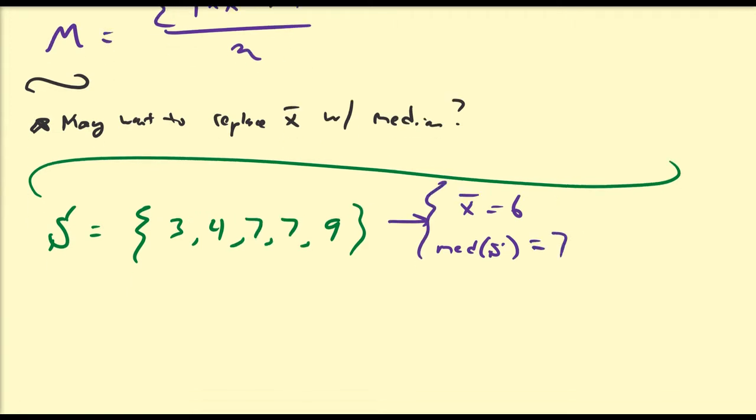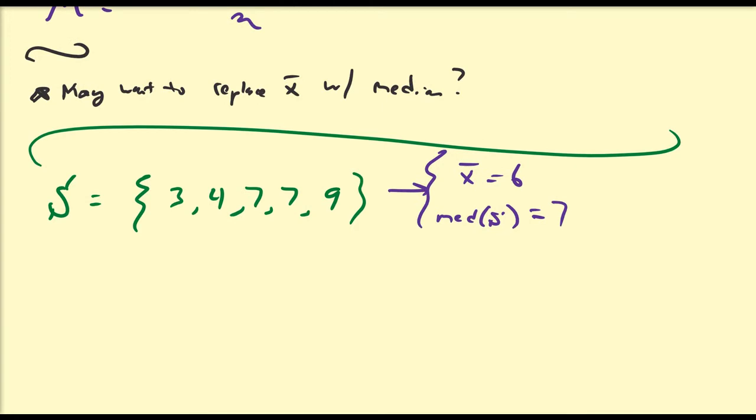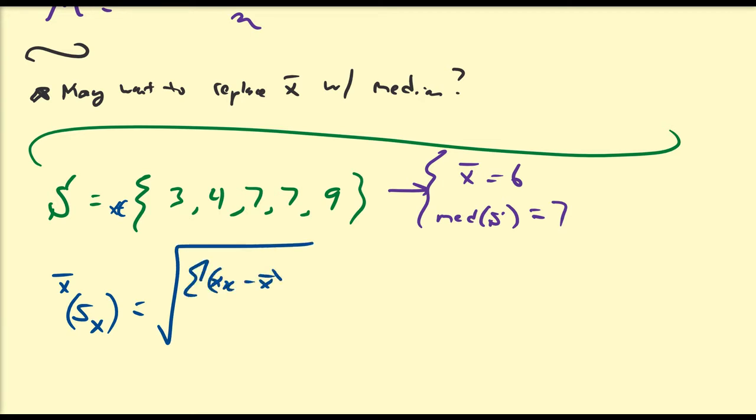So if you calculate the standard deviation of X, so I'm calling the values in the set S or X, while still using x bar as the measure of central tendency, that's of course going to be equal to the square root of the sum of x_k minus x bar, the quantity squared, all divided by n minus 1. You can find that this value comes out to approximately 2.45.